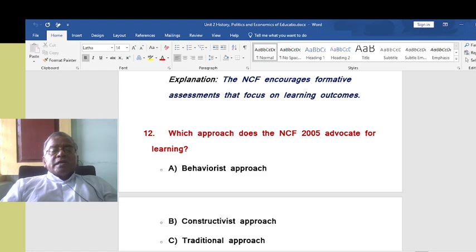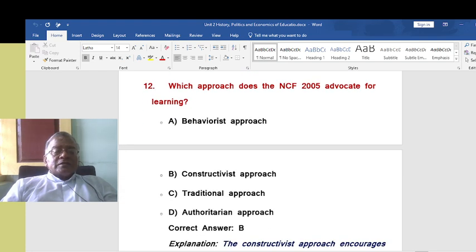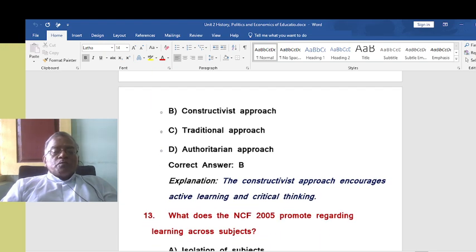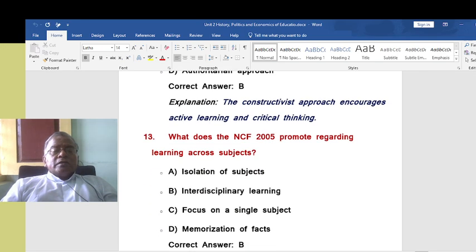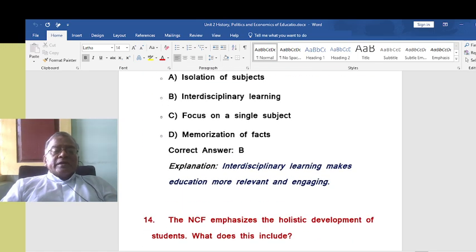Which approach does the NCF 2005 advocate for learning? That is, constructivist approach. The constructivist approach encourages active learning and critical thinking. What does the NCF 2005 promote regarding learning across subjects? That is interdisciplinary learning. Interdisciplinary learning makes education more relevant and engaging.